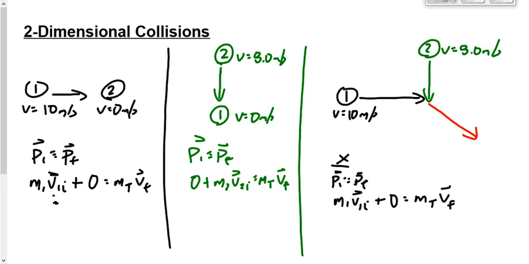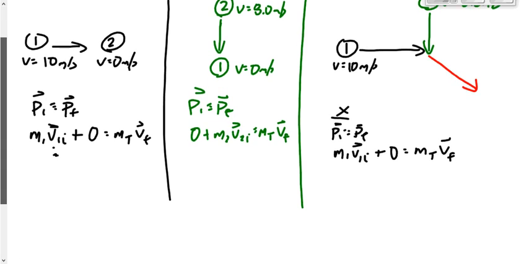Now, let's do the y component of it. What's the y component look like? You probably figured this out by now. Pi equals Pf. We would say 0 plus m2 v2i equals m total times vf. Why is object number 1 0?